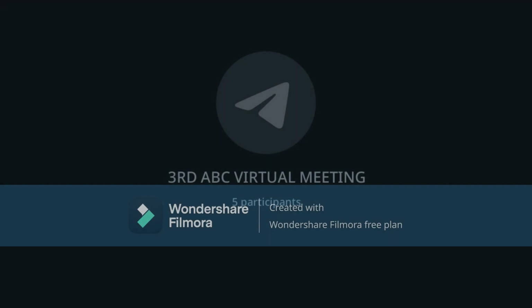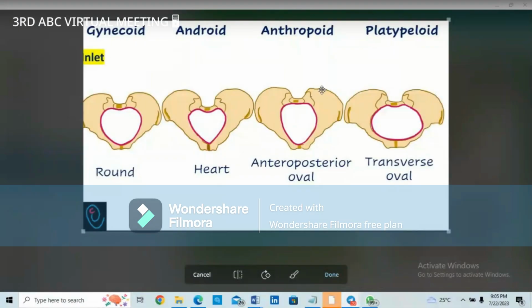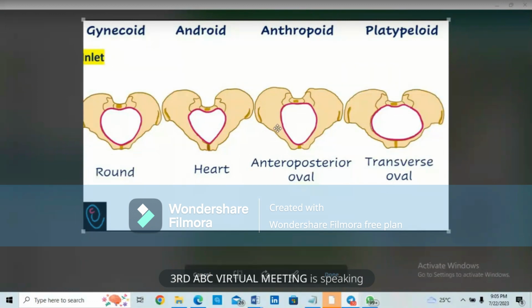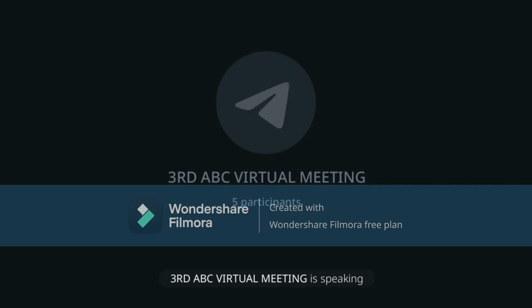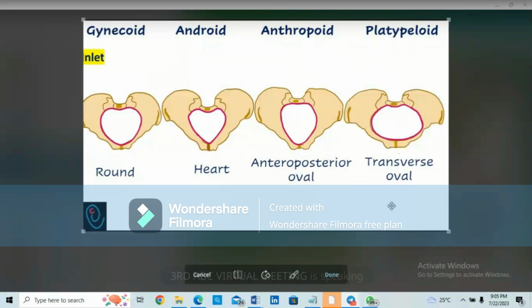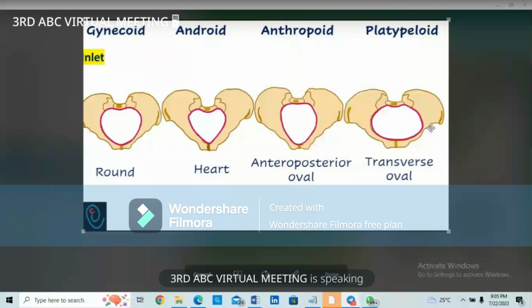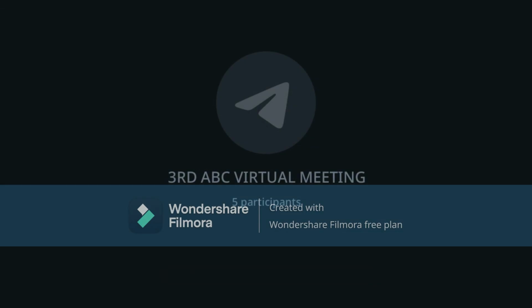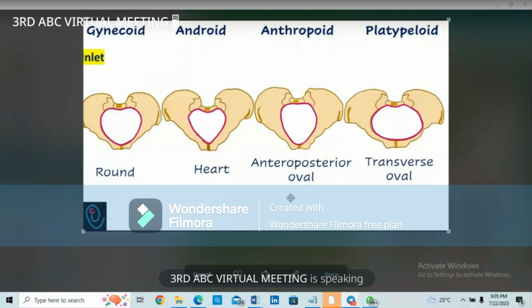Alright, so the question now is, what are the common pelvis found in males? The common pelvis found in males are usually these two, the android pelvis and the anthropoid pelvis. Males don't give birth, so they can have any pelvis, even one that doesn't allow childbirth. So their pelvis is android, which is heart shaped, and anthropoid, which is usually oval anterior posteriorly. Then you have this pelvis called the platypoid pelvis. This platypoid pelvis is usually oval in the transverse direction.